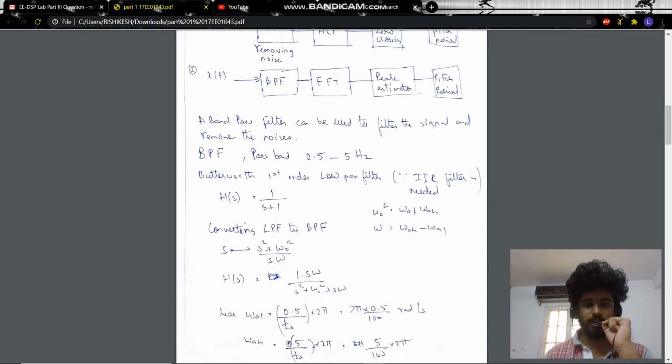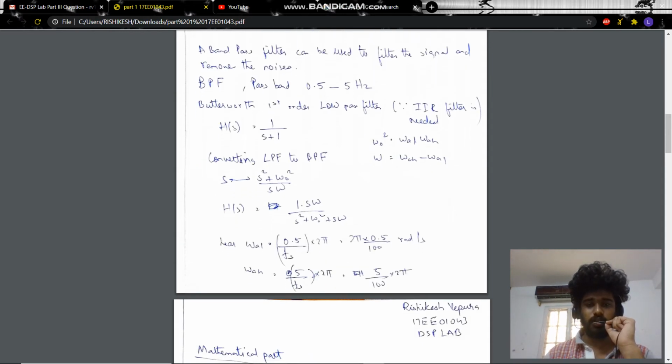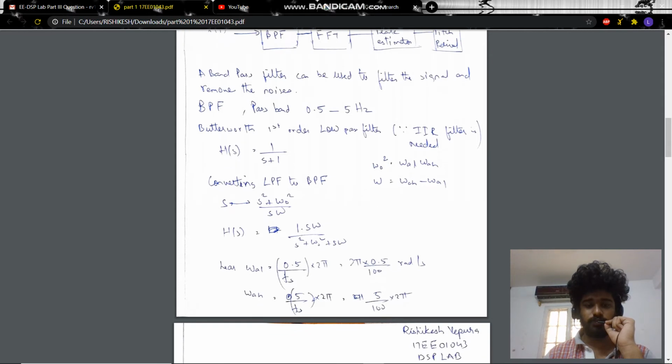First we take a Butterworth first order low pass filter and then convert it into a bandpass filter, because we need an IIR filter. This is the calculation that I have shown.